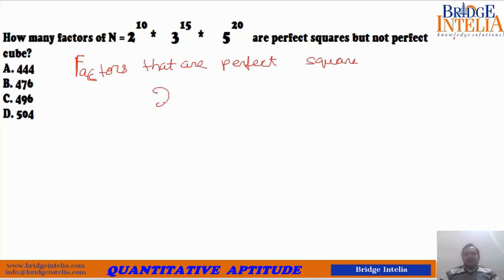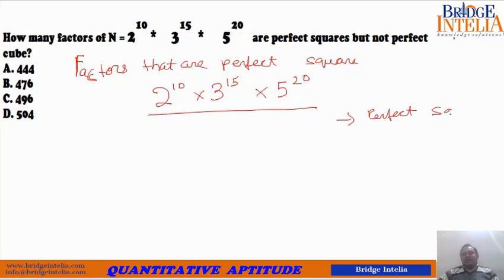The number is 2 to the power 10, 3 to the power 15 and 5 to the power 20. I am generating only those factors which are perfect squares, so I will have to keep in mind that the powers are always even. So 0, 2, 4, 6 or 8. These are the possibilities. Similarly, possibilities for 3: 0, 2, 4 up till 14. And what about 5? 0, 2 up till 20.